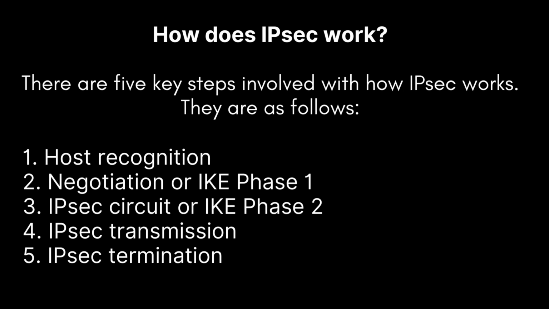Coming to the third one, IP security circuit or IKE phase 2. It sets up a secure channel for the data to protect the network. The IP security hosts negotiate the algorithms that will be used during the data transmission. The hosts also agree upon and exchange the encryption and decryption keys which they plan to use for traffic.